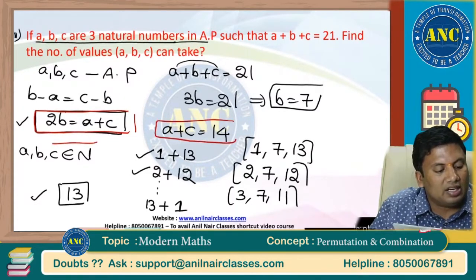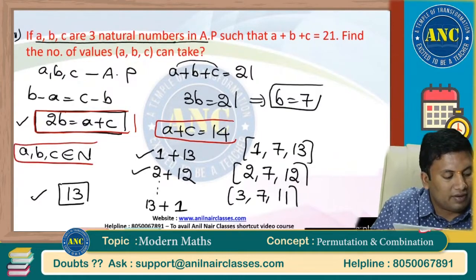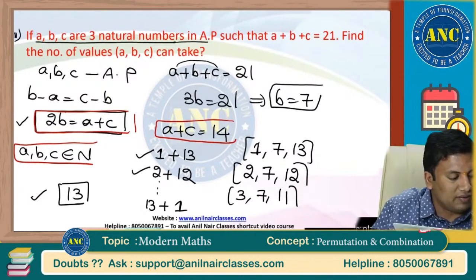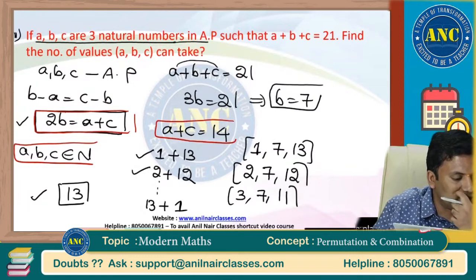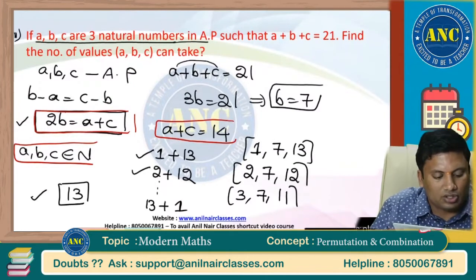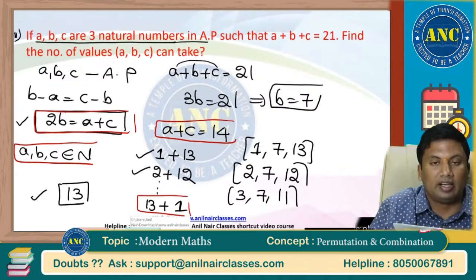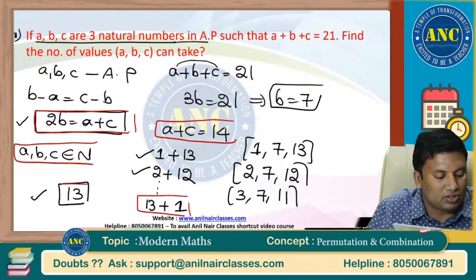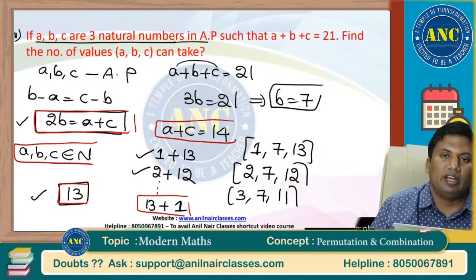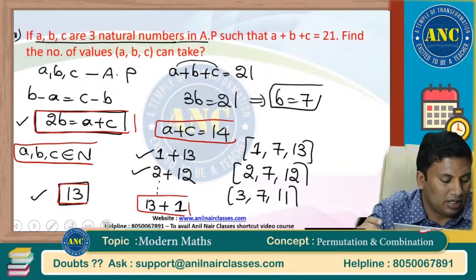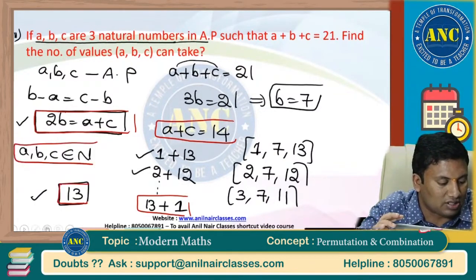Because A, B, C are natural numbers, I will get A value 1, C value 13, and it goes on up to A value 13, C value 1. 1 to 13, how many values? 13 values. Now, in examination, this was the question which was asked.